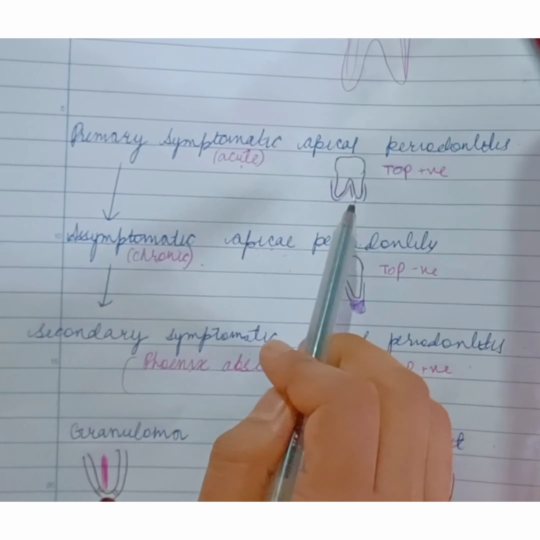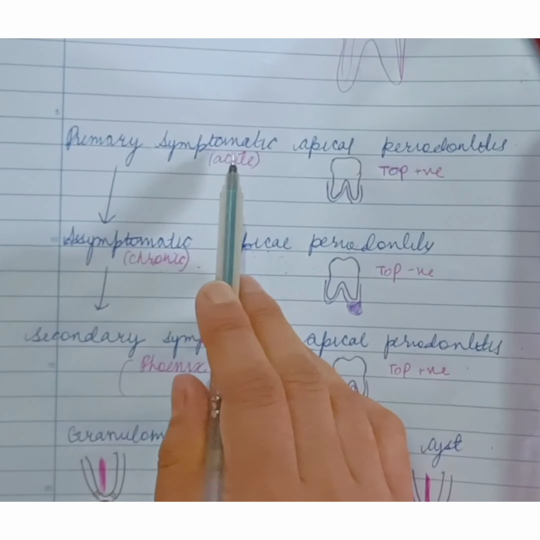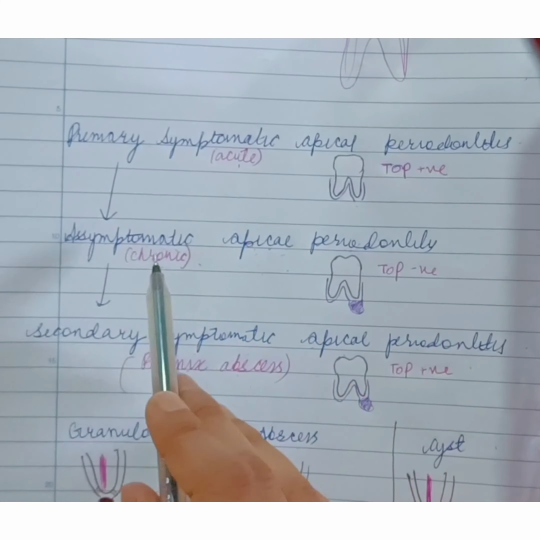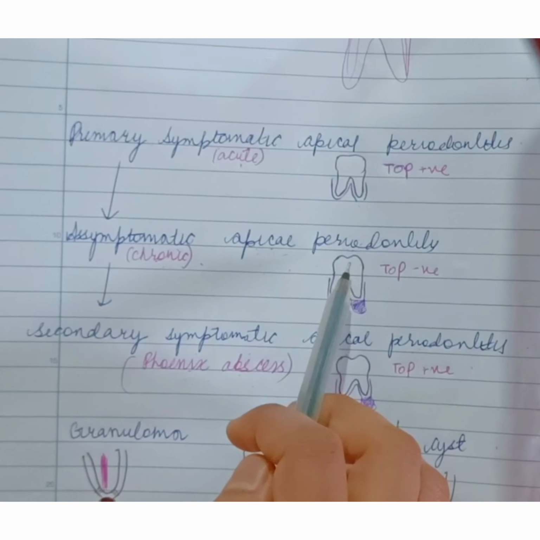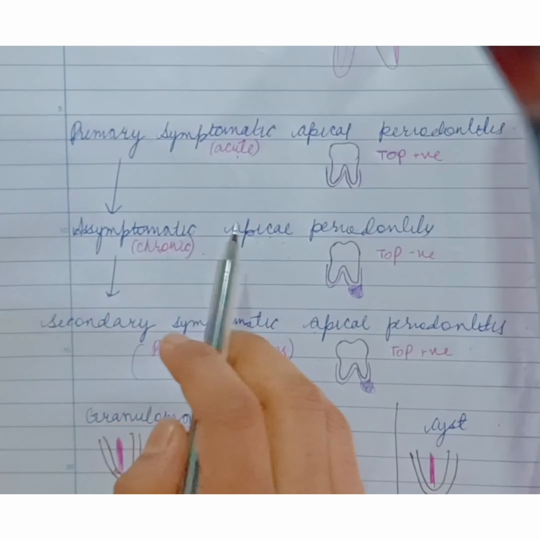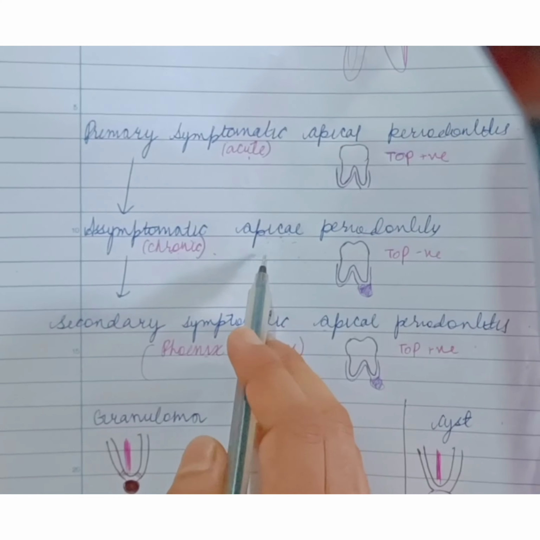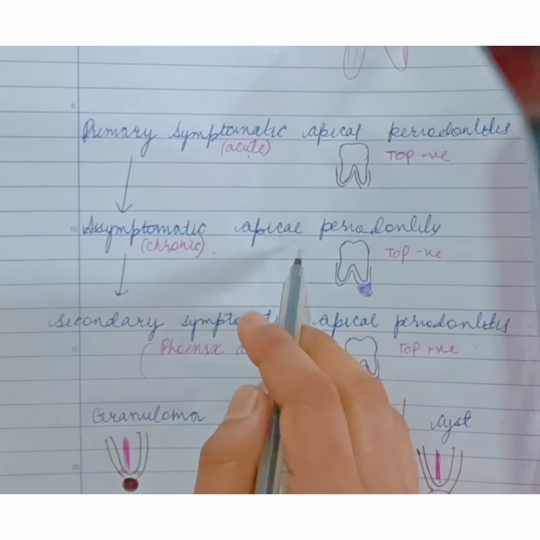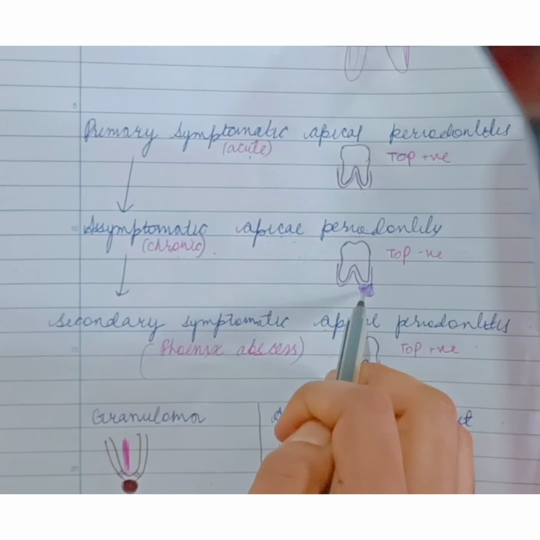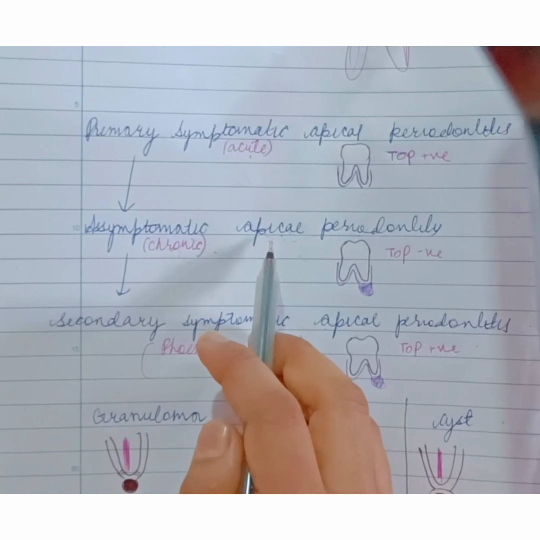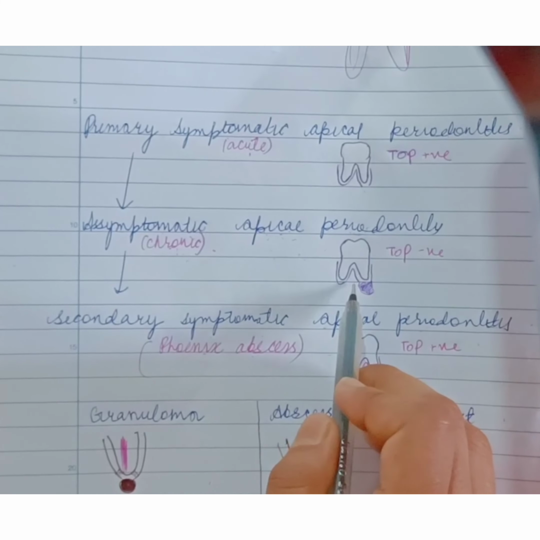Now, if the patient doesn't seek any treatment, this primary symptomatic apical periodontitis will become asymptomatic apical periodontitis. That is, there will be no pain associated with these asymptomatic apical periodontitis cases or any chronic lesion. It is in a state of equilibrium and dormant, that is inactive. Therefore, TOP is negative, there is no pain, but radiographically these changes can be seen. So, how are these asymptomatic cases diagnosed? These are diagnosed on a routine radiographic examination.